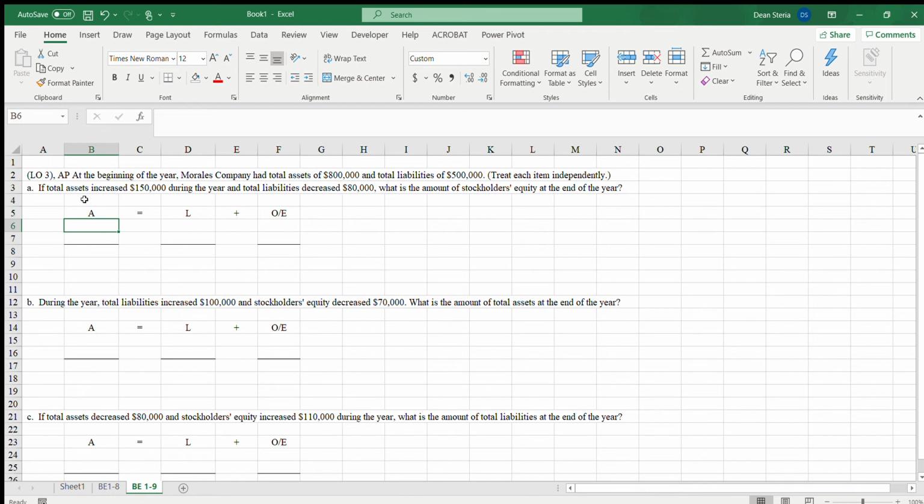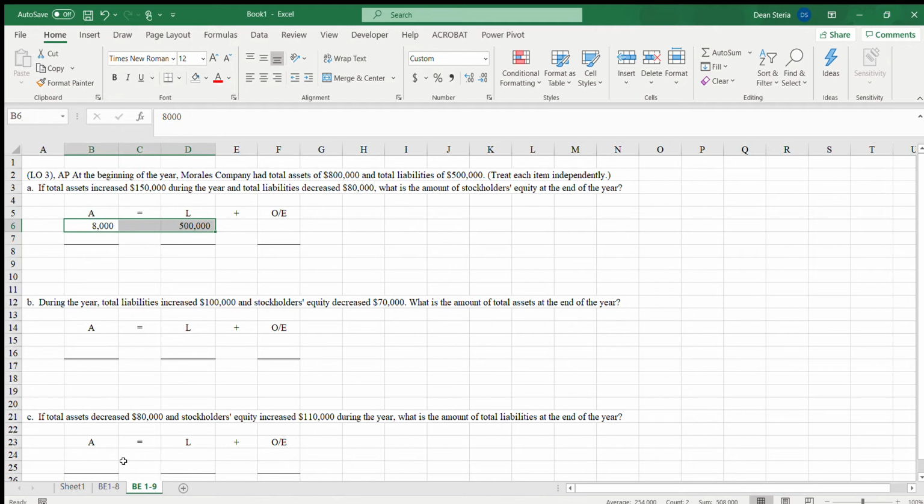Here we have a problem where they give us some base information. At the beginning of the year, Morales Company totaled $800,000 of assets, liabilities of $500,000. So that's the information that they give us.